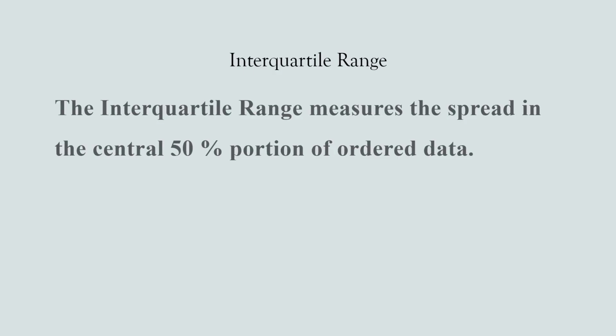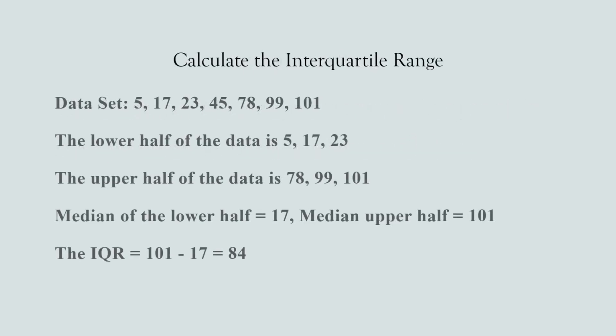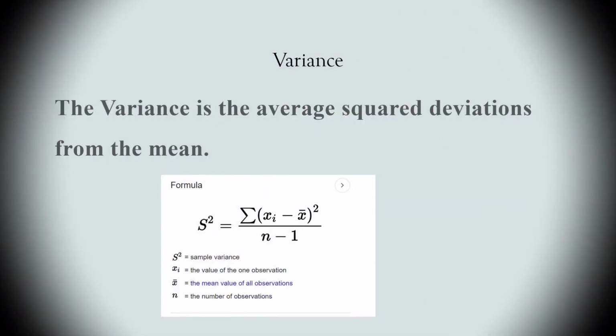Consider the following example. The data 5, 17, 23, 45, 78, 99, 101. The lower half of the data is 5, 17, and 23. The upper half of the data is 78, 99, and 101. The median of the lower half is 17 and the median of the upper half is 101. The IQR is 101 minus 17. That is 84.